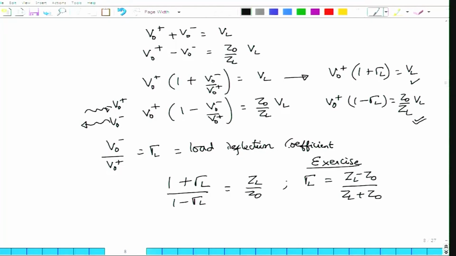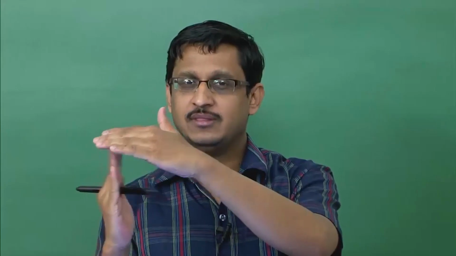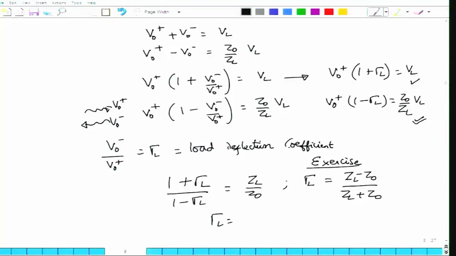Please remember, reflection coefficient tells you the ratio of the reflected wave to the incident wave. If gamma L is equal to 0, the voltage that is getting reflected will have an amplitude of 0, which means that there is no reflection. So, gamma L equal to 0 indicates no reflection. What is the nature of this gamma L?